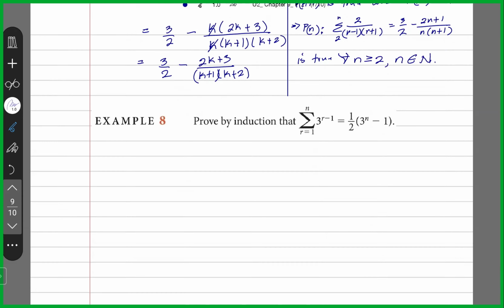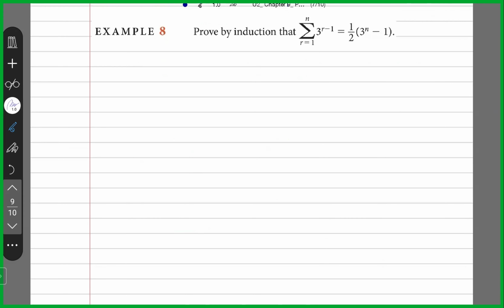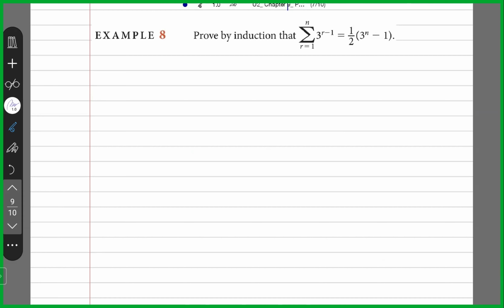Example 8. Example 8 is asking us to prove by induction that the sum from r equals 1 to n of 3 to the r minus 1 is equal to a half of 3 to the n minus 1. So let's start with saying that Pn is the sum from r equals 1 to n of 3 to the r minus 1 equals 1 over 2 times 3 to the n minus 1.